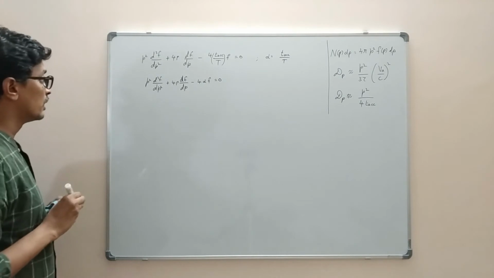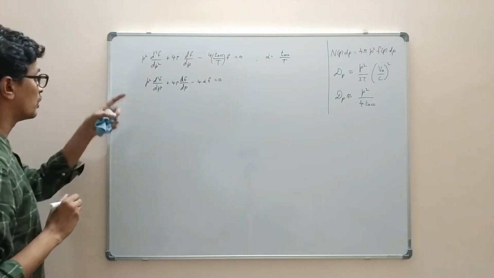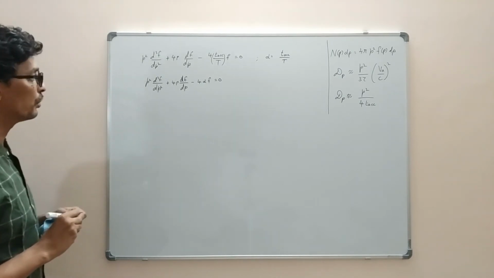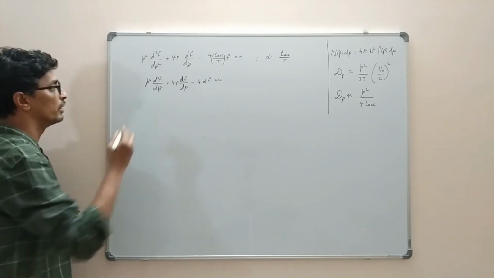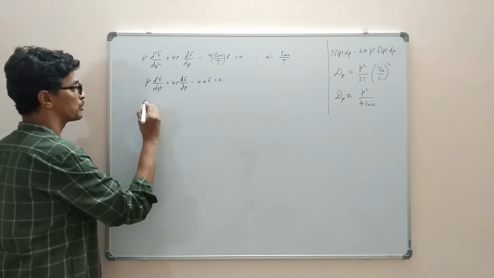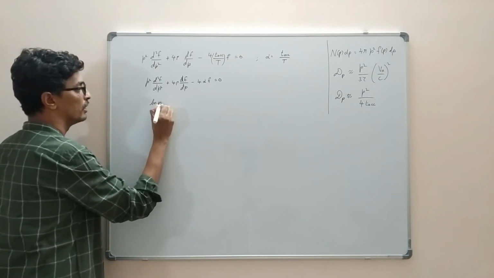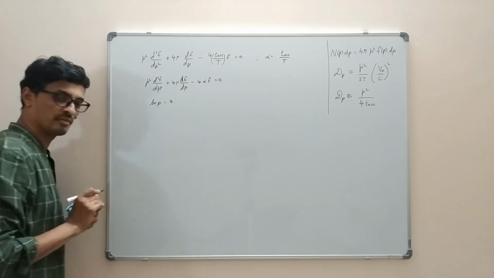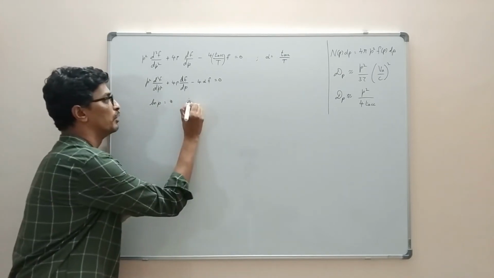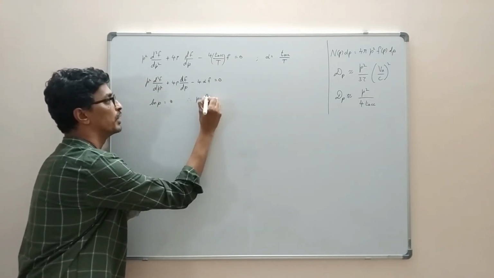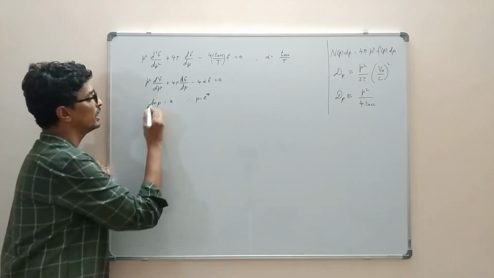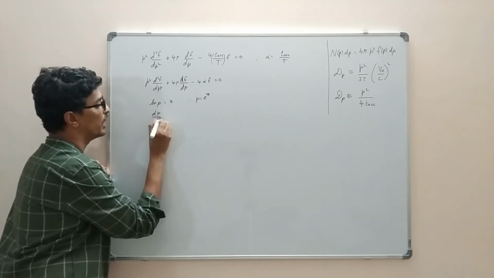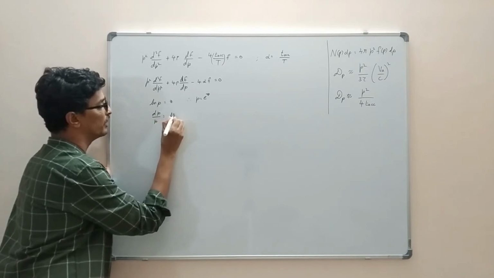So this is a Cauchy-Euler equation, so we can actually find a solution. We can solve this equation by using a substitution ln of P equal to z. Therefore P equal to e power z. So if ln of P equal to z, then I can always write dP by P is equal to dz.